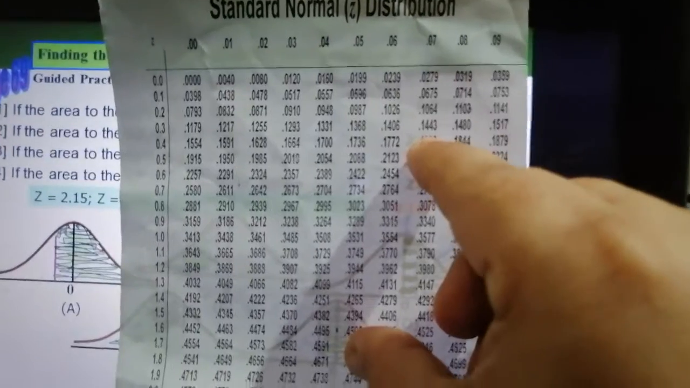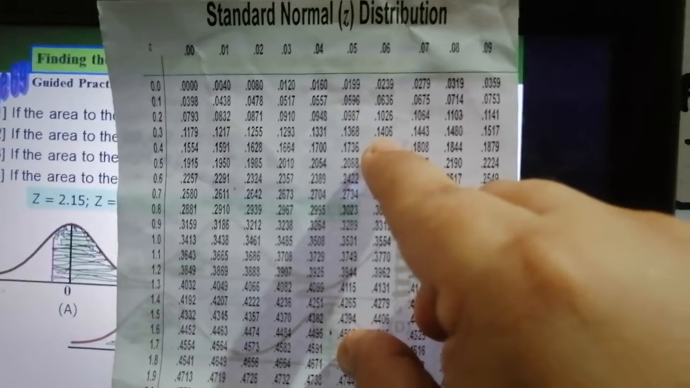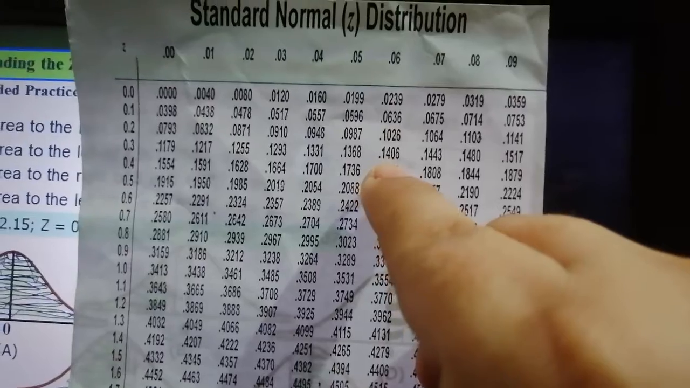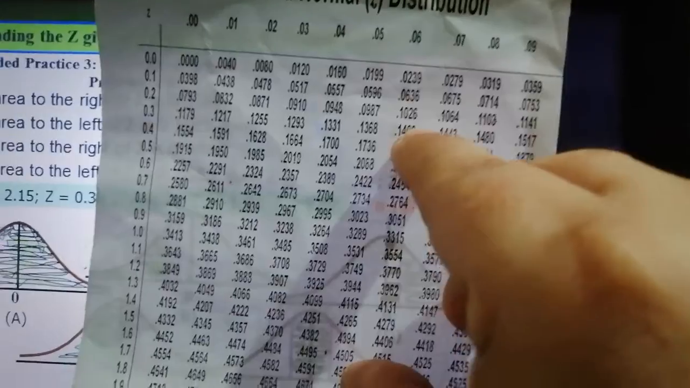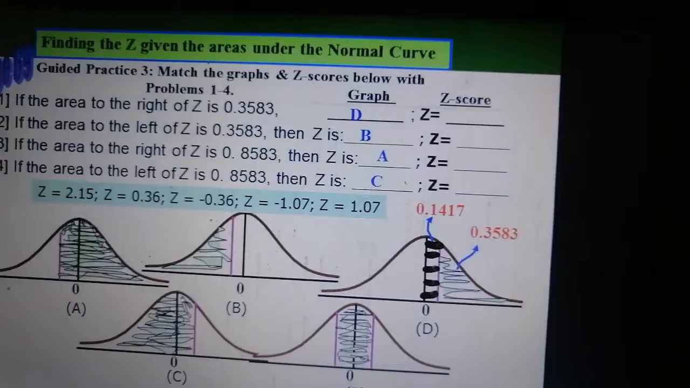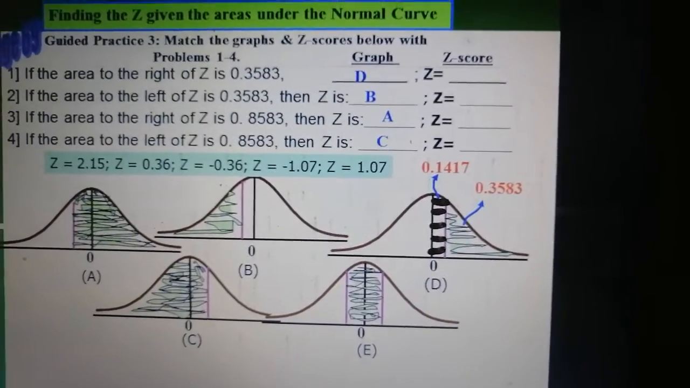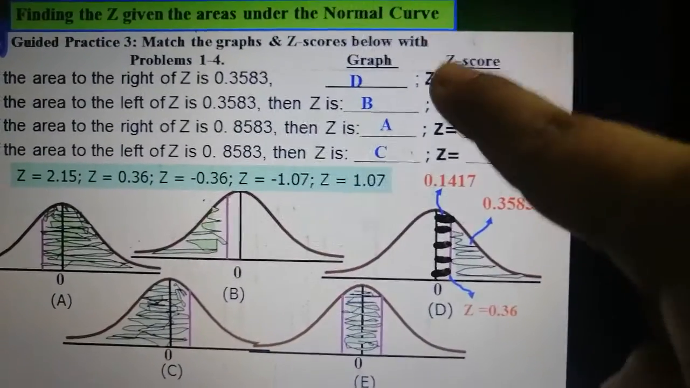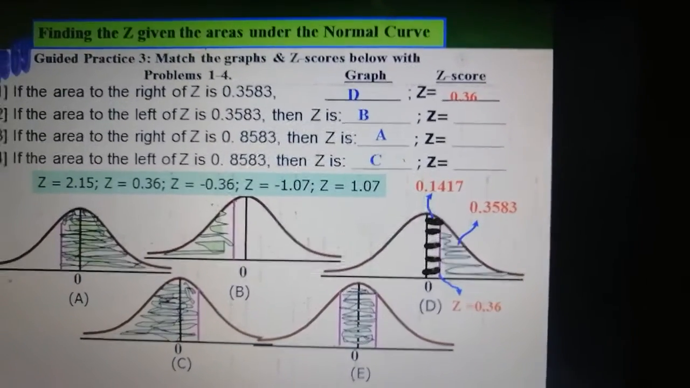0.1417. So, it's not in the table. So, we need to get the closest. So, it happens to be 0.1406. And what would be its corresponding Z? 0.36. Question, is it positive or negative? Positive, because we have the area at the point, the Z-score on the upper distribution. So, our answer must be 0.36. So, here we have to write 0.36. Is that clear? Clear?